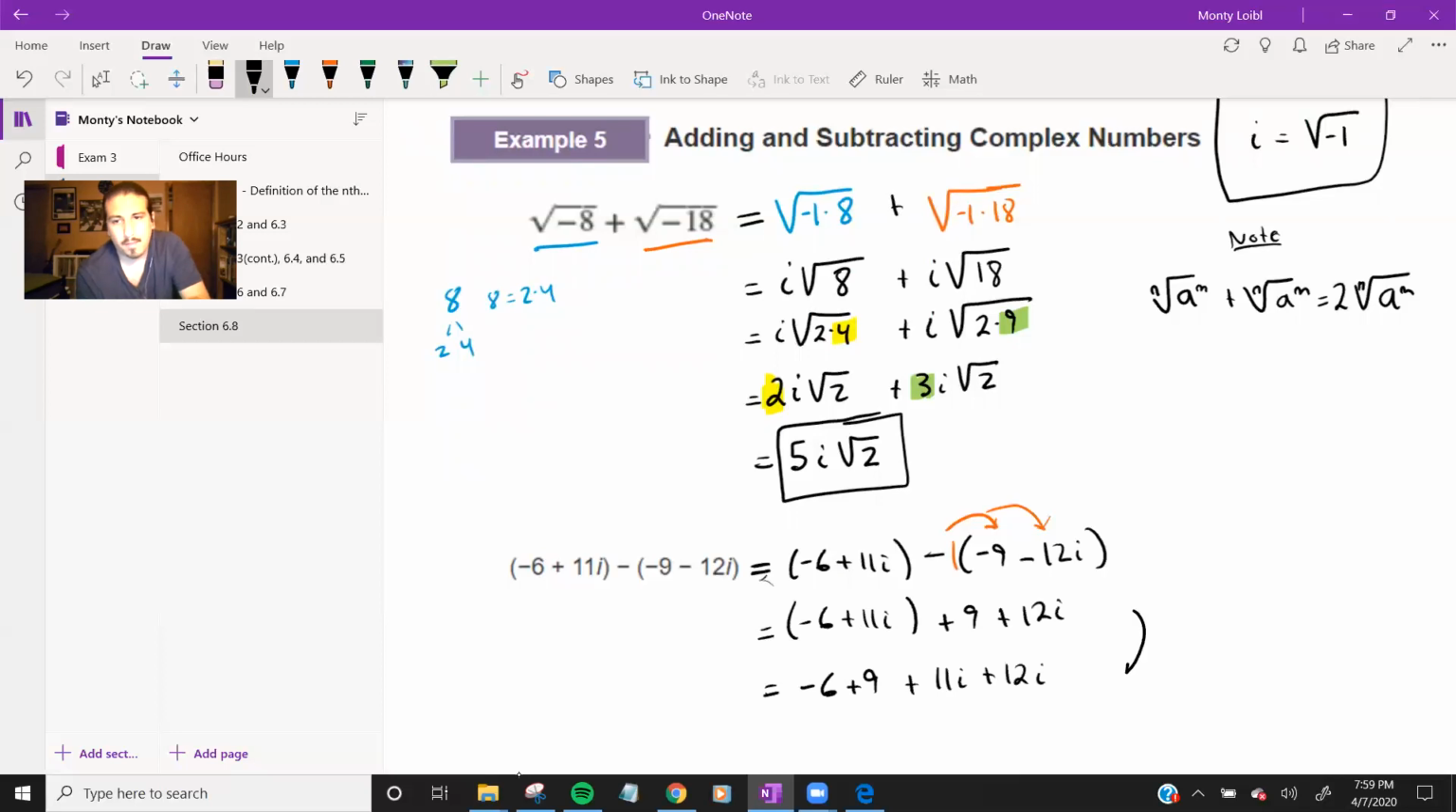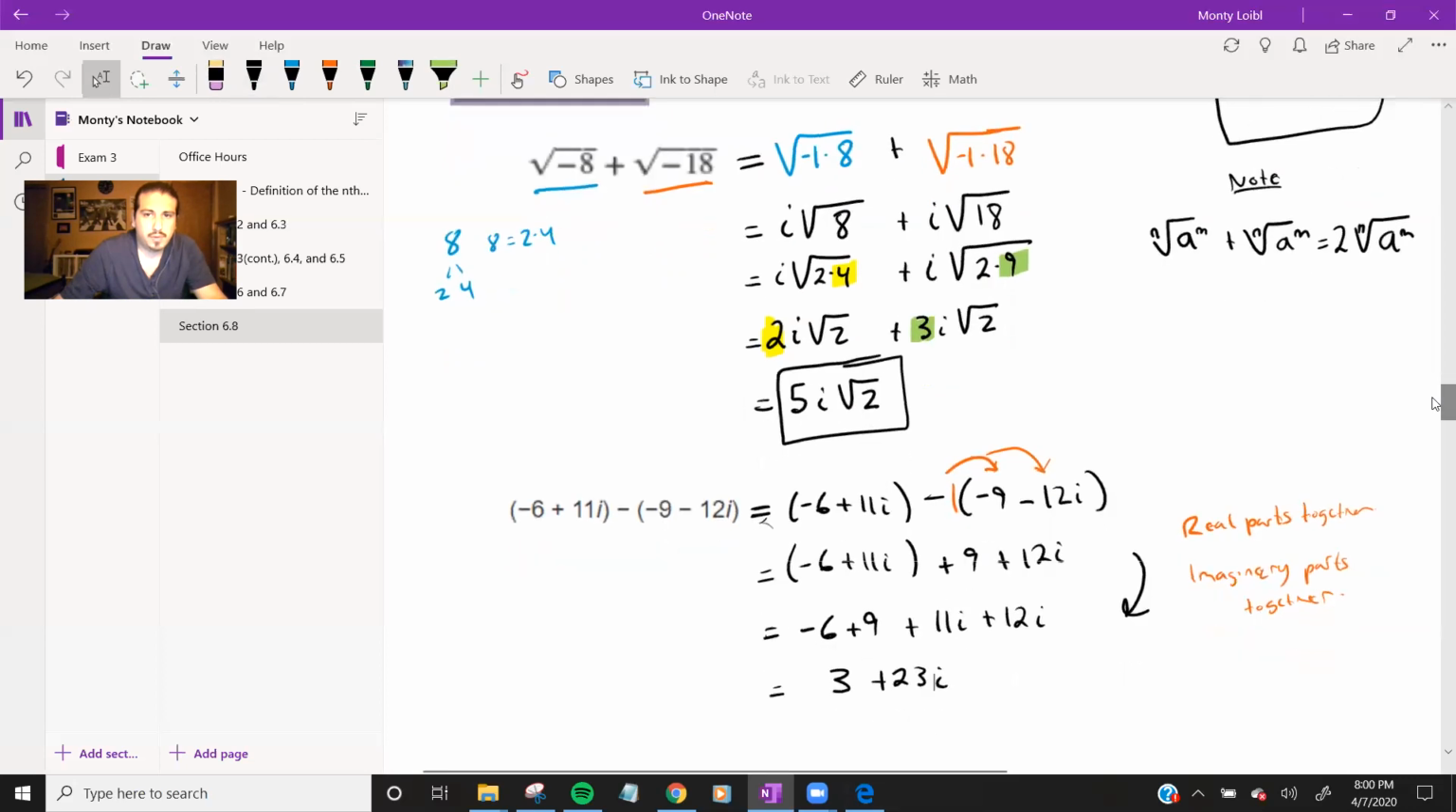So I just put the real parts together and the imaginary parts together. Okay, so that is what we did there. We just rearranged the terms. So when we add these together, -6 plus 9 is a positive 3. Now 11i plus 12i, same thing as 11 plus 12, just keeping the i with us. So that is 23i. And that there is your solution.